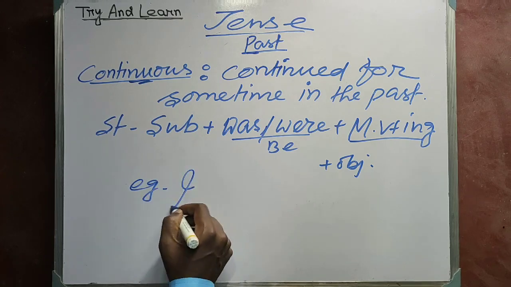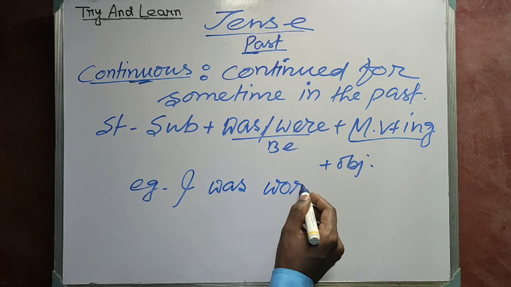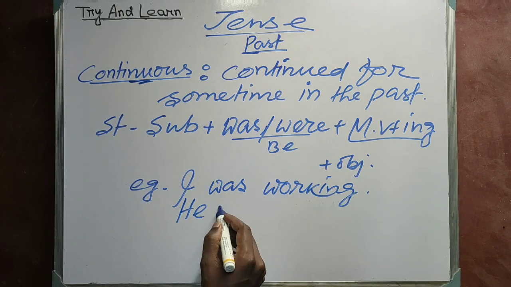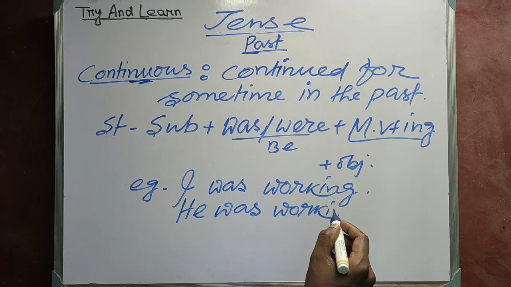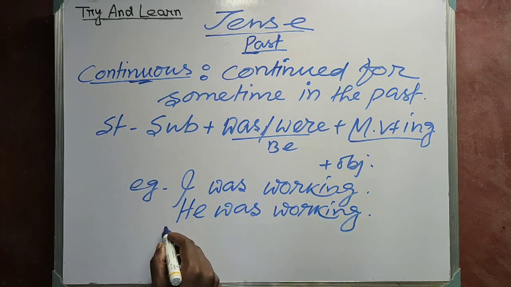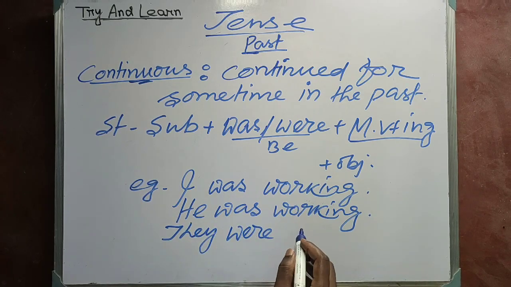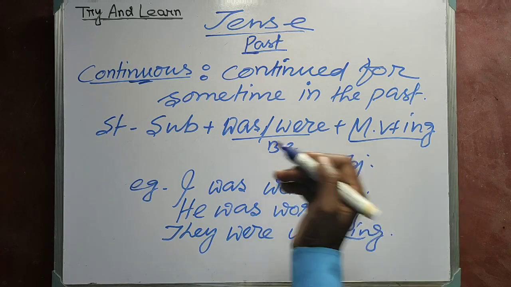Example: I, singular, was working. He, singular, was working. They, plural, were working, etc.